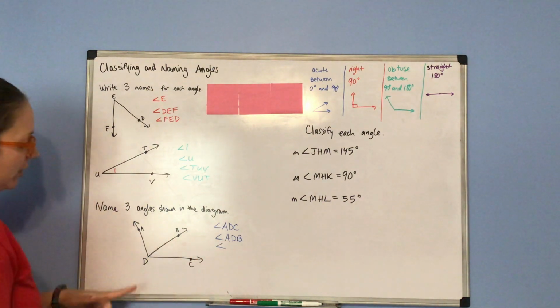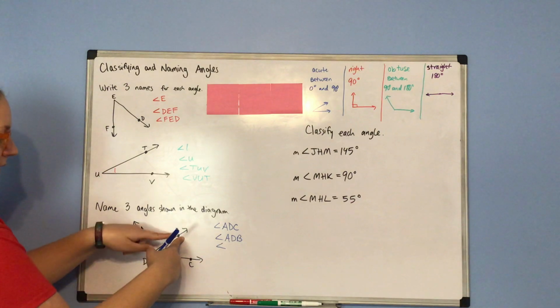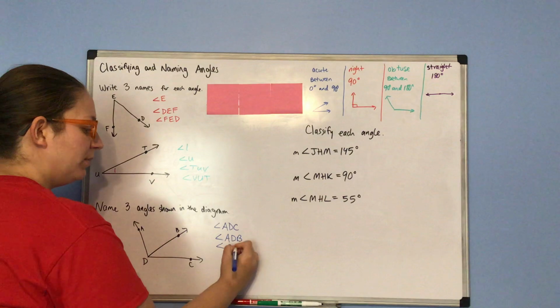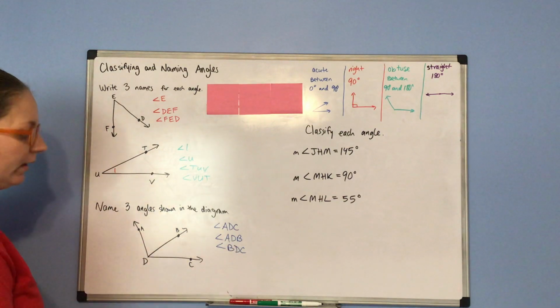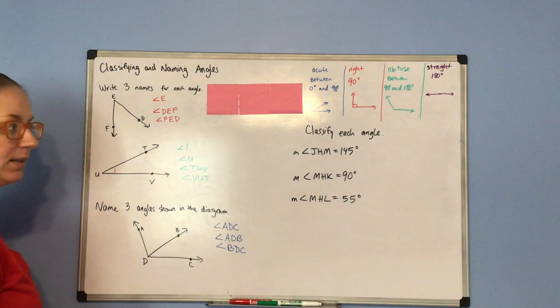And then let's talk about the other smaller angle. It starts at point B, my vertex is at D, and it goes through C as well. So we call that BDC, or again, you could switch it and do CDB. The most important thing is your vertex needs to be in the middle.